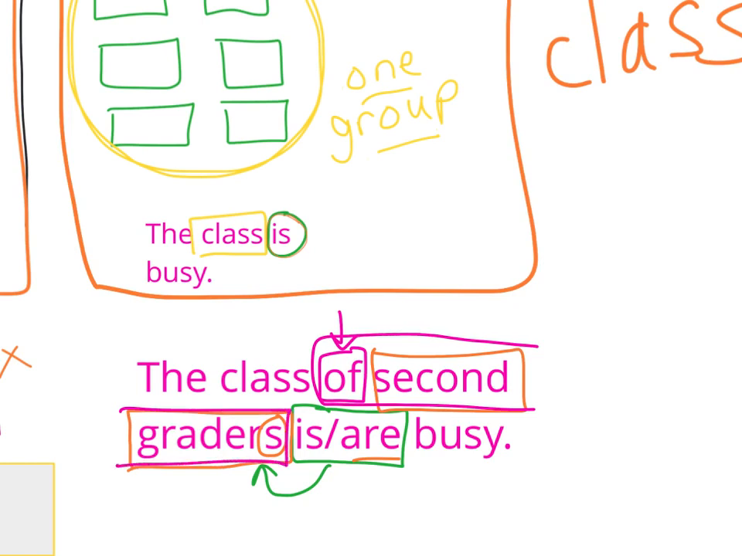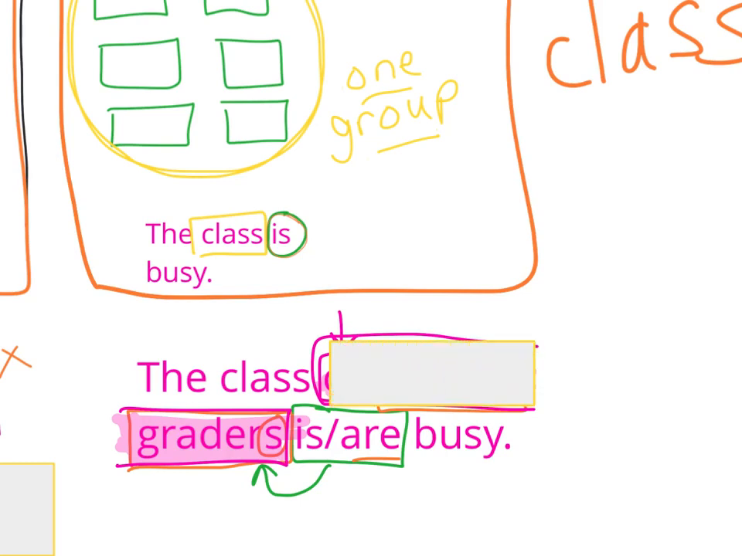I'm going to highlight the whole prepositional phrase. So this right here is the prepositional phrase. The noun at the end of it is the object of the preposition, and that object cannot ever be the subject. So we need to just pretend that that's not here. Let's just cover that all up. And now we need to find the noun that is the subject of the sentence.